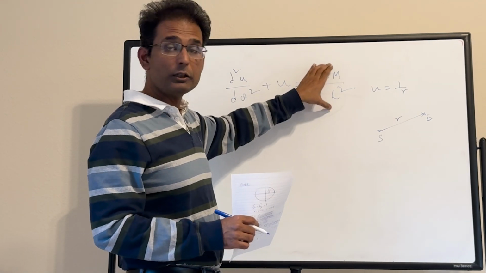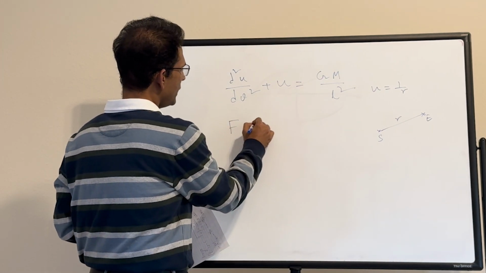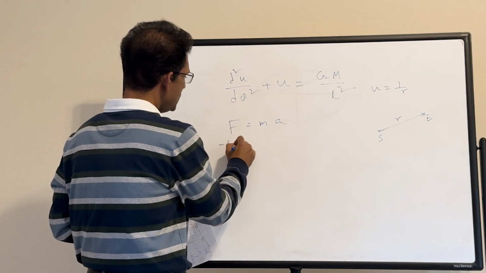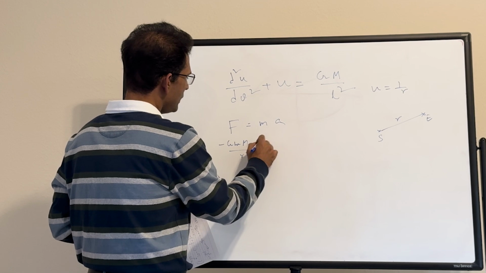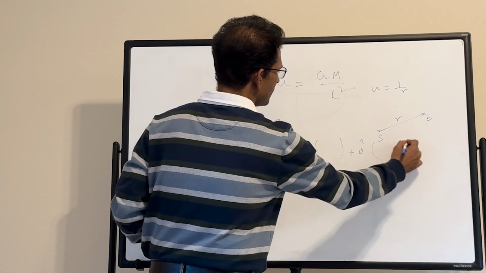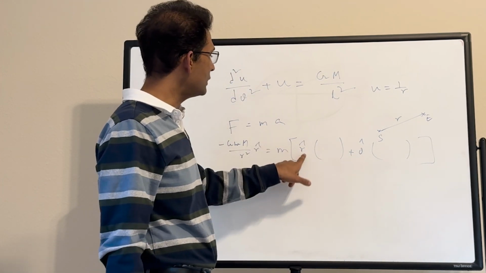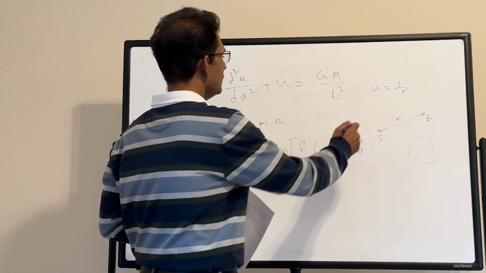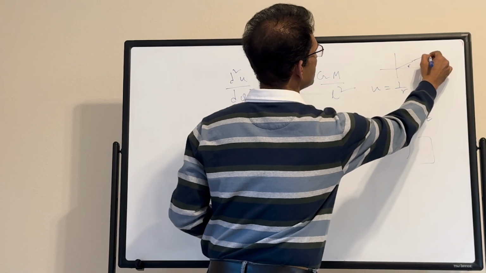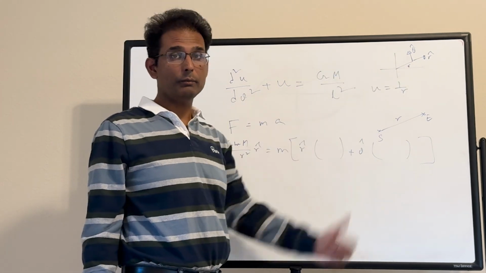And how did we get that? Let me outline the steps. We started out by writing F equal to mass times acceleration, that's Newton's law. On the left side I have minus G m M over r squared r hat, and on the right side I have m times something r hat plus something theta hat. I use the polar coordinate system, so acceleration can be represented in terms of r hat and theta hat. In polar coordinates, this is the r, so r hat is directed this way and theta hat is perpendicular to r hat. I explained all these in my last video.